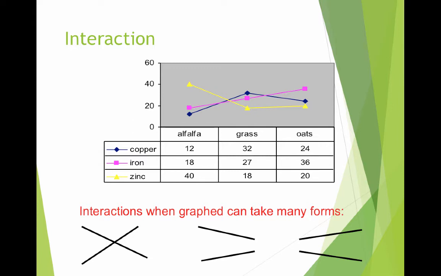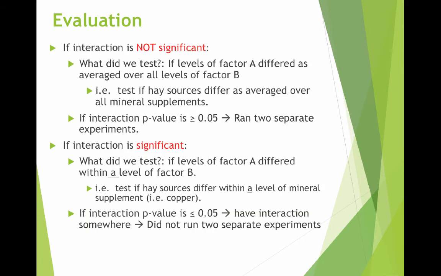So interaction can take on a couple of different forms. The most common and easily visualized one is where the lines for the means cross. However, we can also see interaction in lines that don't cross but are not parallel, like shown in the bottom of the slide. So we know that interaction is going to have a p-value associated with it.